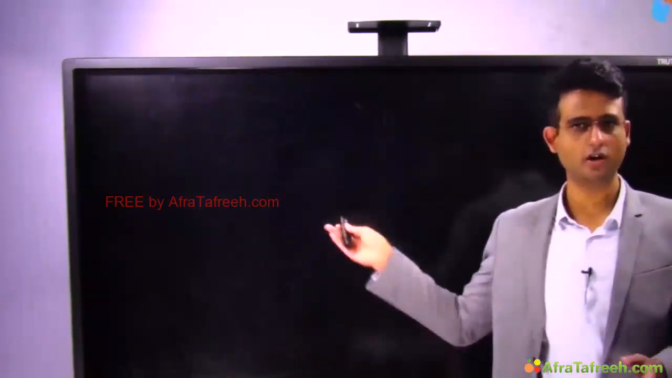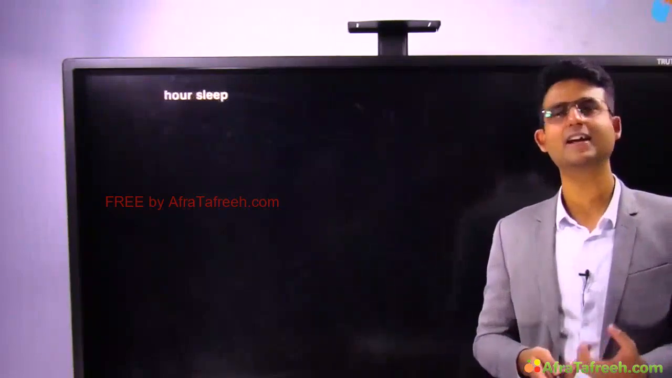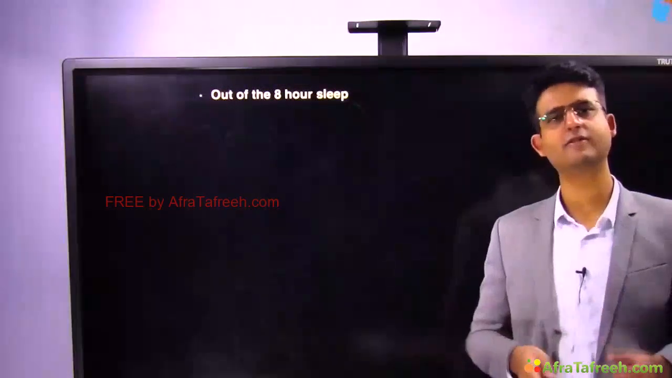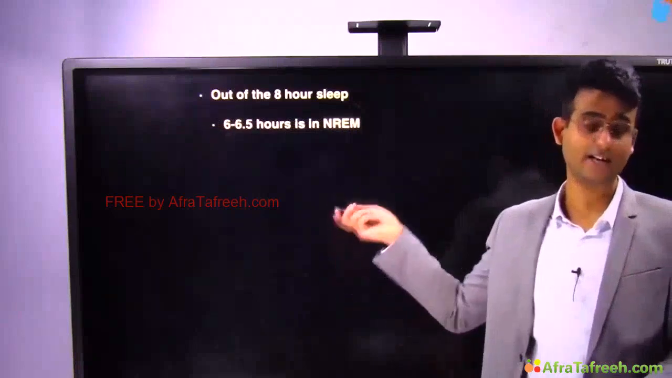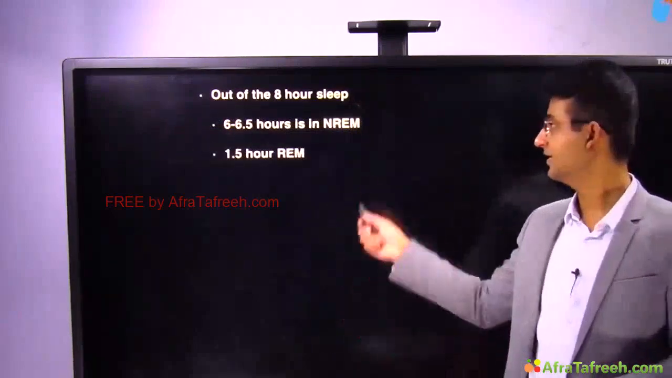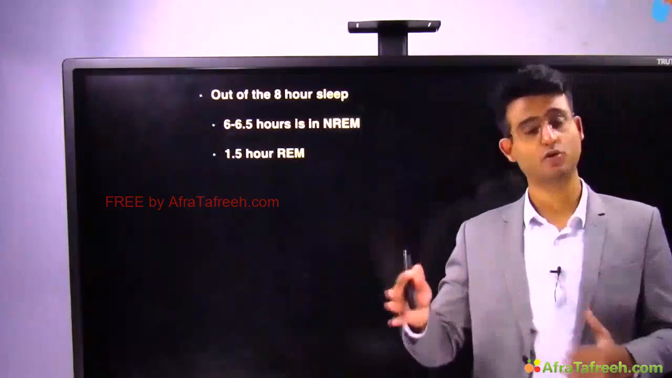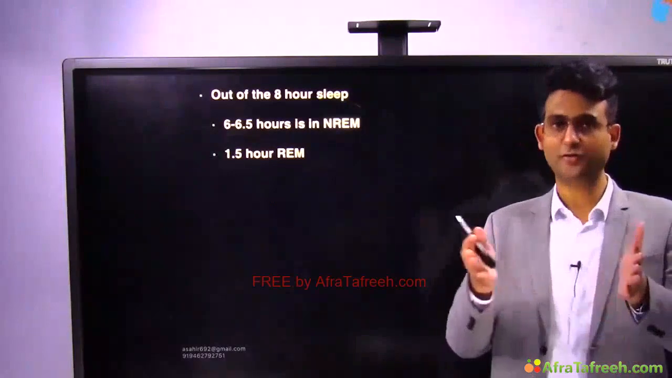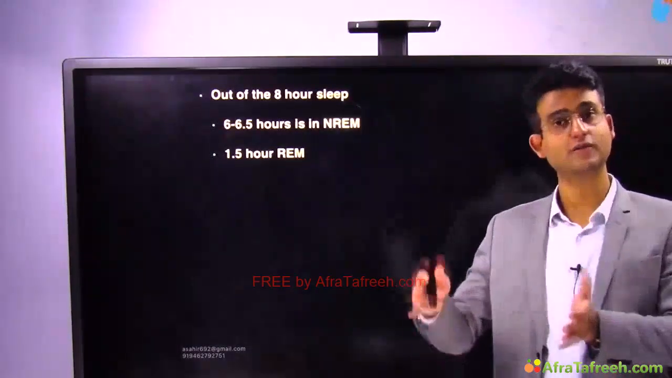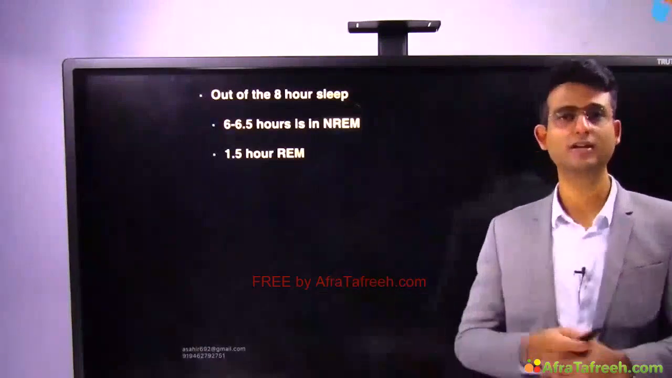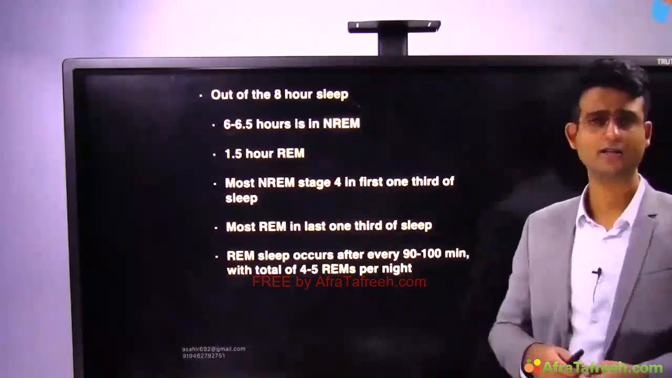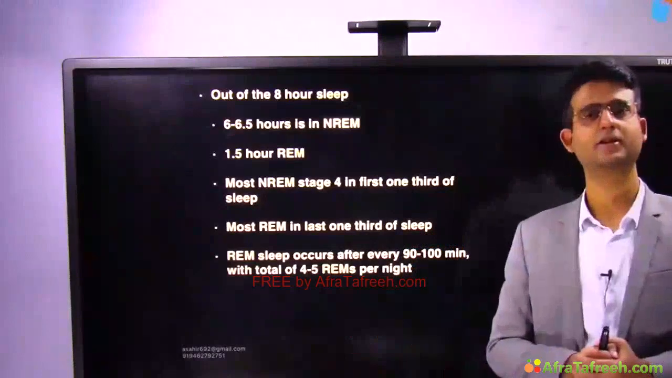Now, if we talk about the duration of all these stages, most of the time is spent in the NREM sleep. So say we are talking about an 8-hour period, almost 6 to 6.5 hours are spent in the NREM sleep, a maximum in the NREM 2, and the remaining 1 to 1.5 hours are spent in the REM sleep. Now, the NREM 3 and 4, the deep sleep, most of the NREM 4 especially happens in the first 1/3 of the sleeping time, whereas most of the REM happens in the last 1/3 of the sleeping time, right? And REM sleep happens every 1.5 hours, and there are almost 4 to 5 REM sleep periods per night.